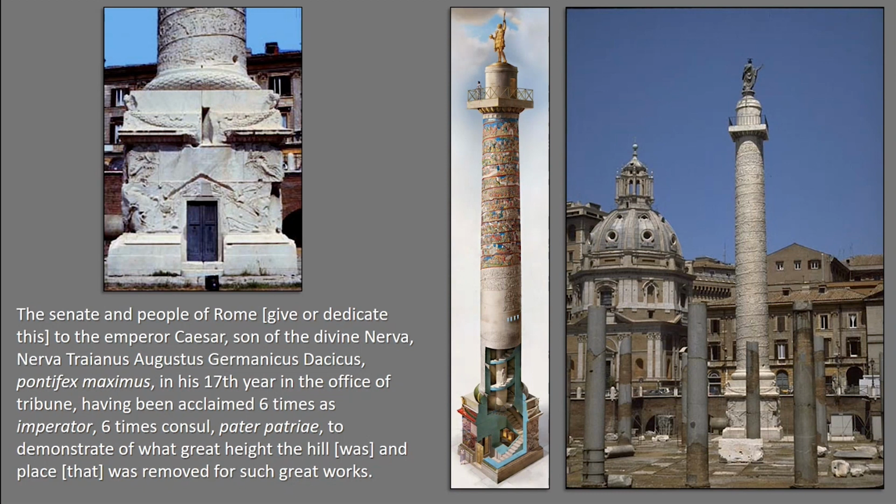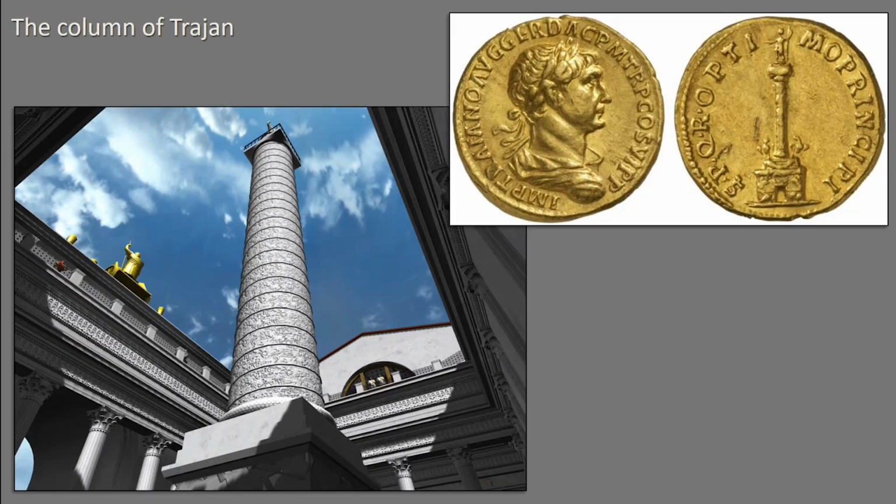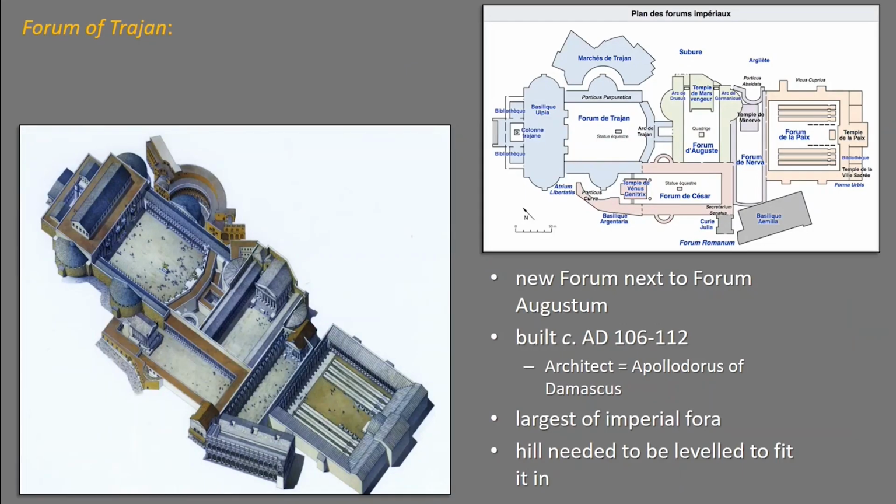The other thing is this very end, to demonstrate of what great height the hill was and place that was removed for such great works. And that refers to the fact that in order to build the forum, maybe I should go back to the plans here, in order to build this huge forum, part of the hills had to be removed in order to generate a plain space. Obviously, Rome is a very hilly place, and everybody who's walking through Rome knows that very well.